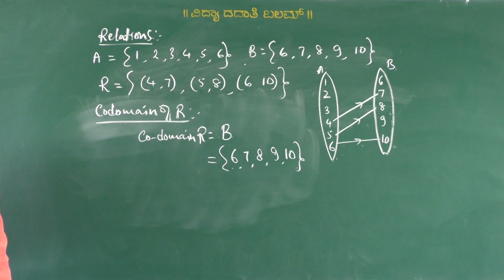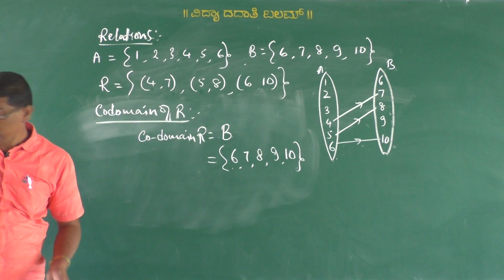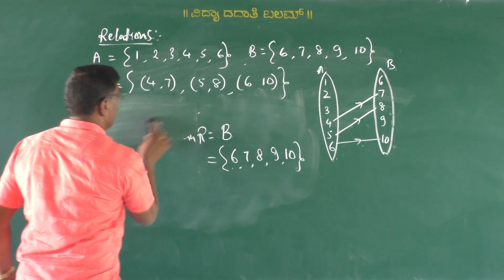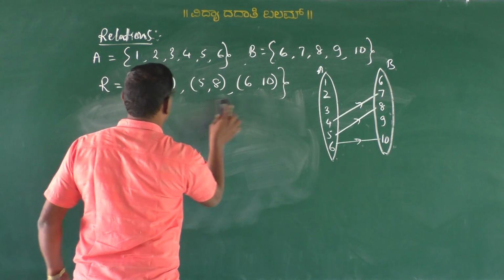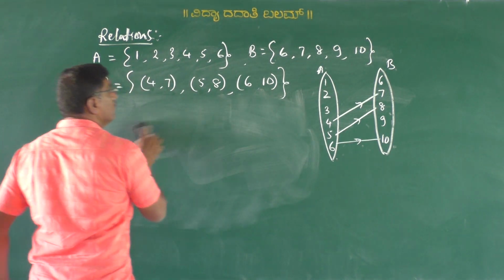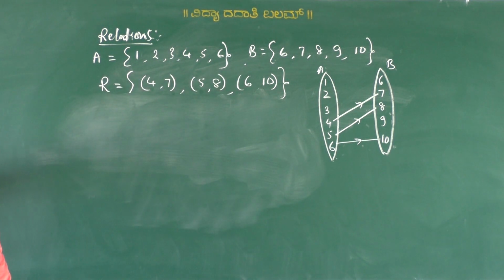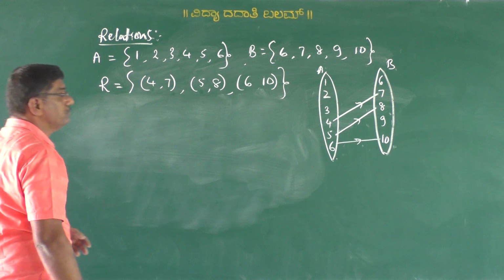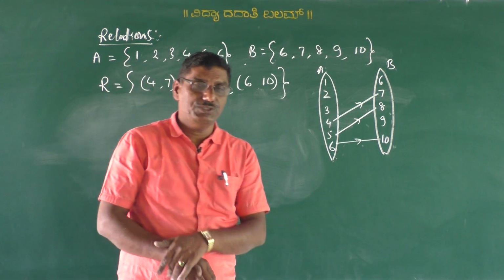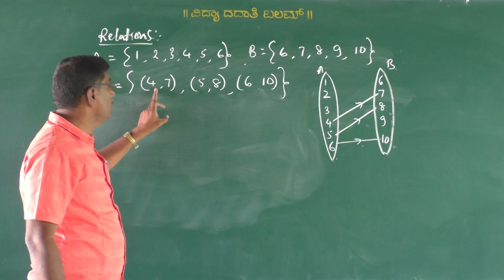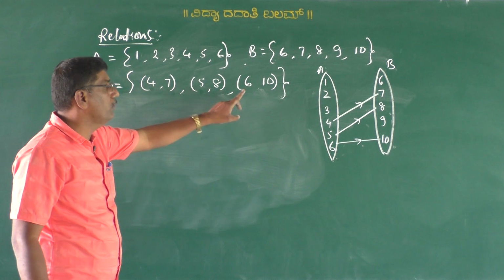Now we have to move on, my dear students, to some important points about the concept of relation. We need some very, very important points. See here, we know, my dear students, the domain of R means the set of all elements 4, 5, 6.